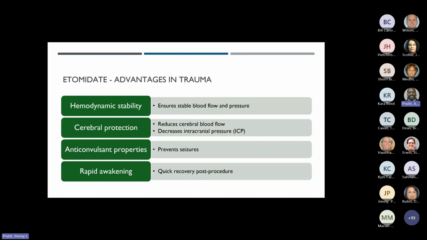The advantage in trauma is that it does provide hemodynamic stability. It ensures stable blood flow and pressure. It's going to be cerebral protective. It's going to reduce cerebral blood flow and decrease ICP, particularly at the doses that we use. Bigger doses can have anticonvulsant properties. But the cool thing is that at lower doses, etomidate can actually provoke seizures, and it can be used in brain mapping in epilepsy patients. But with the dosing that we're using, we're not going to see this as much.